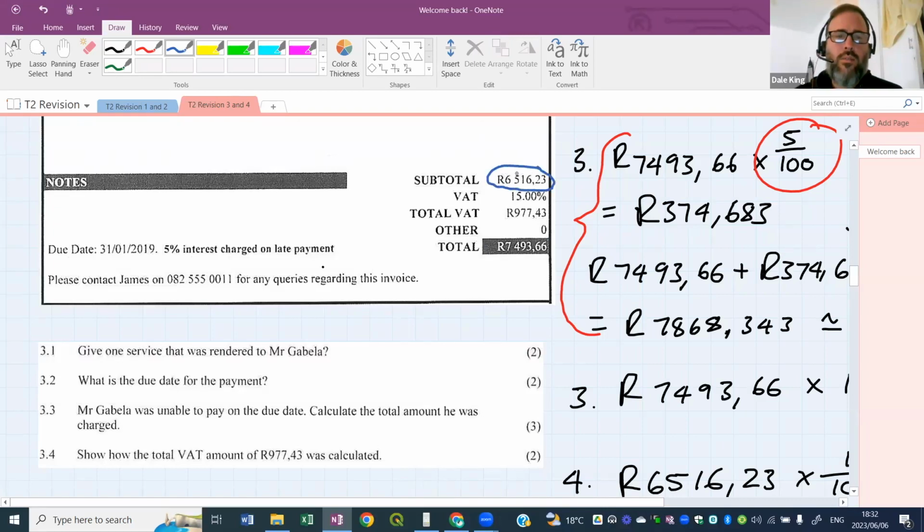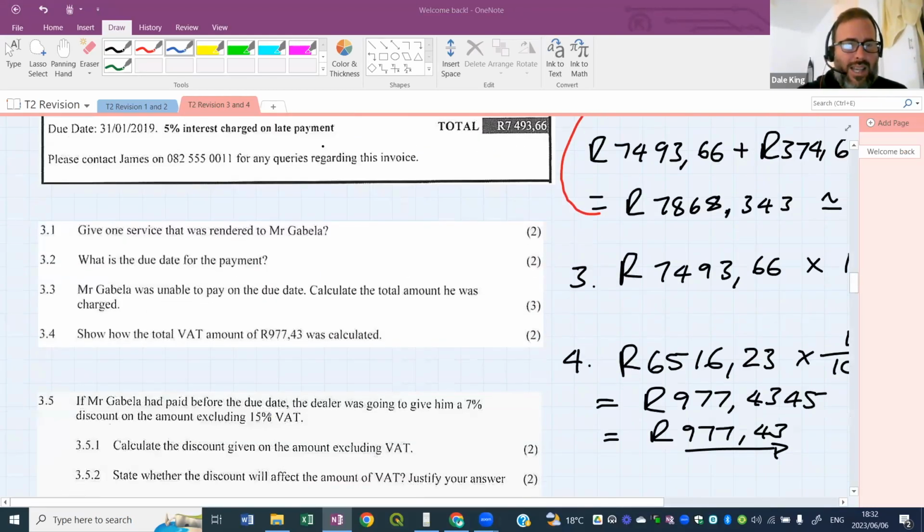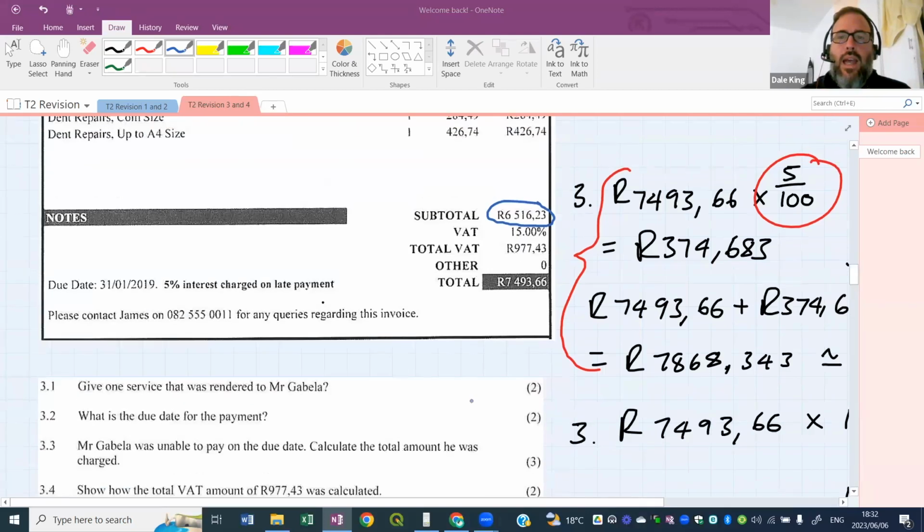So the owner of the company is saying, if you pay before the due date, I'll take 7% off what you owe us before we even charge you VAT. And then we work out a new subtotal. So the next, here comes the question. Calculate the discount given on the amount excluding VAT. So what will that discount be? How much would that discount be?